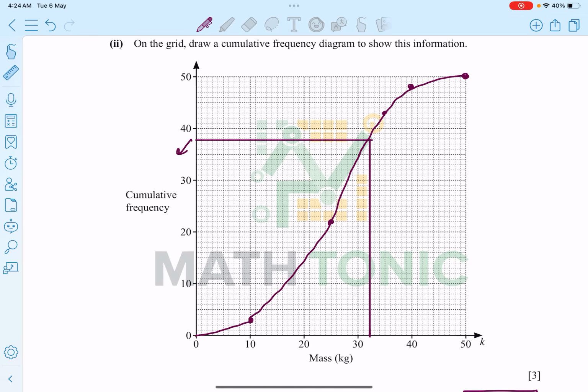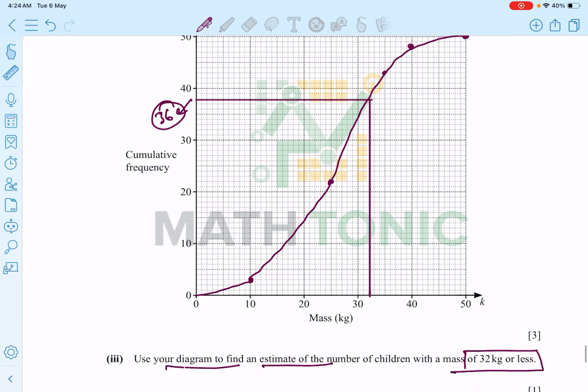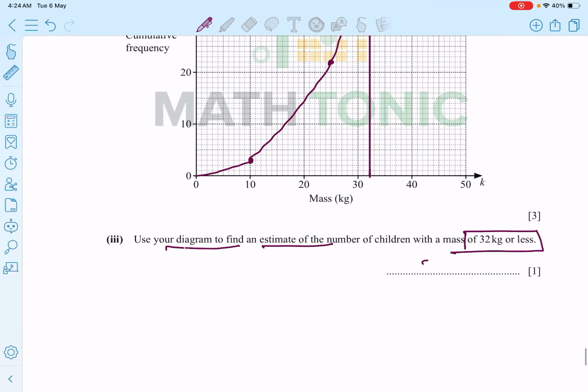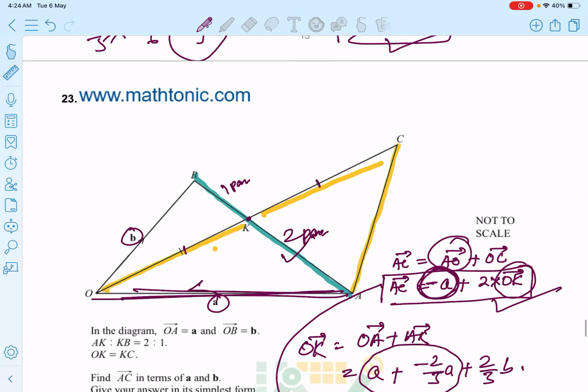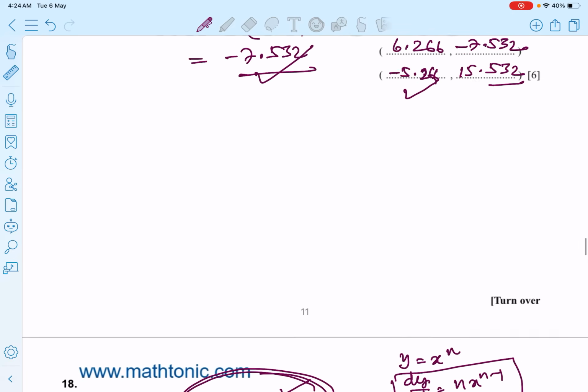So I'm getting 36 somewhere around. So this answer could be 35 to 38. Any answer in this range is accepted, since multiple answers are accepted. So I got this answer as 36. Got it, everyone?